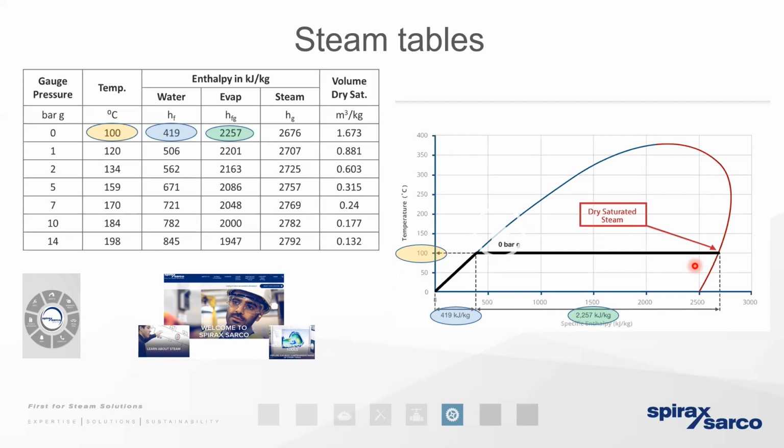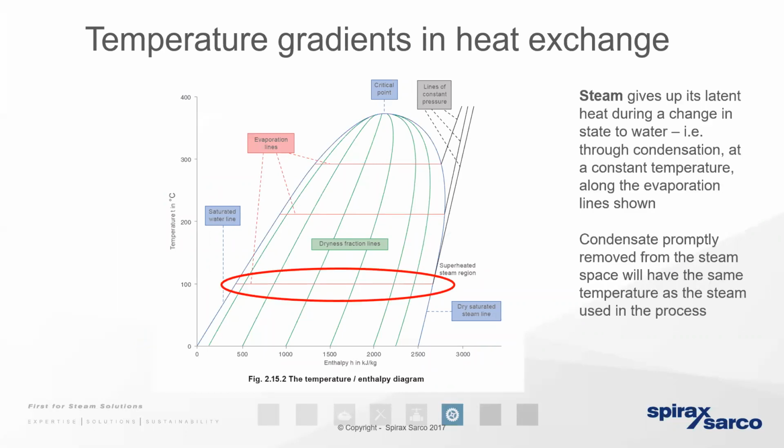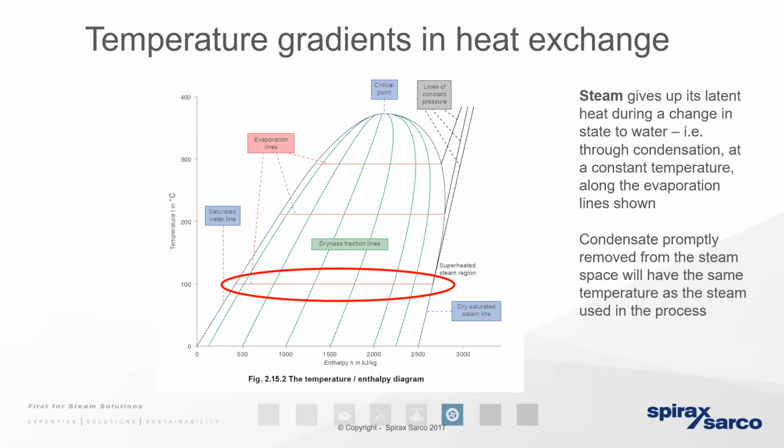So when steam's being used to heat a process, remember, it's that enthalpy of evaporation. It's that latent heat. It's the energy that we add to that boiling water to make it change state to steam. It's that energy that passes from the primary side into the secondary side, into the process itself. And we can only actually use this latent heat, and that's approximately 75% of the total heat energy. We can only use that latent heat for heat exchange purposes.